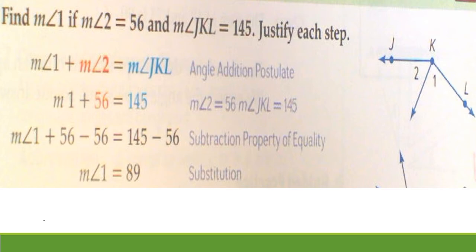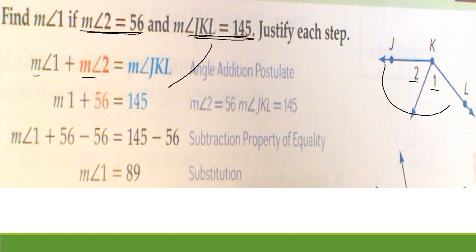So again, let's just take a look at an example that they do here. They have this picture off to the side. They have J, K, L. They number the angles as 1 and 2. That way they don't have to keep referring to it as J, K, whatever, and L, K, whatever. So they said that angle 1 plus angle 2 is equal to the entire angle, which is true. If you take angle 1 plus angle 2, you get the entire angle JKL, the entire swing there. That's the angle addition. And they say that angle 2 is 56 and JKL is 145.